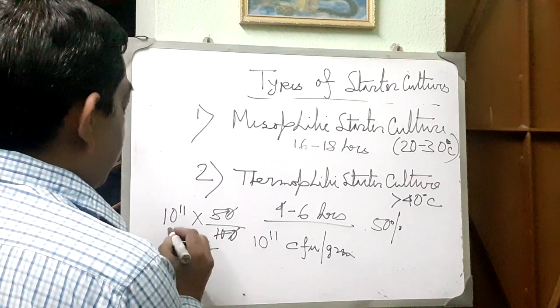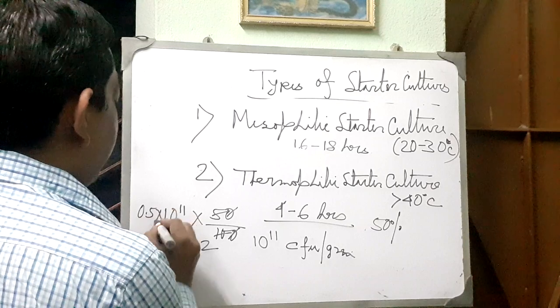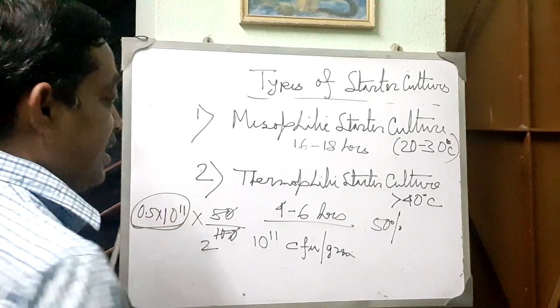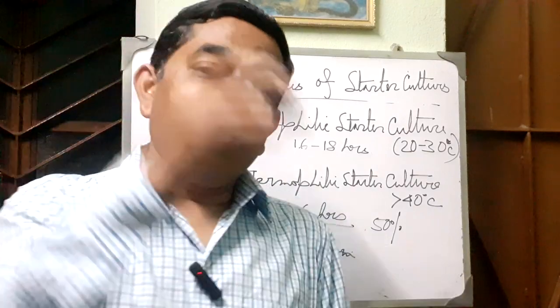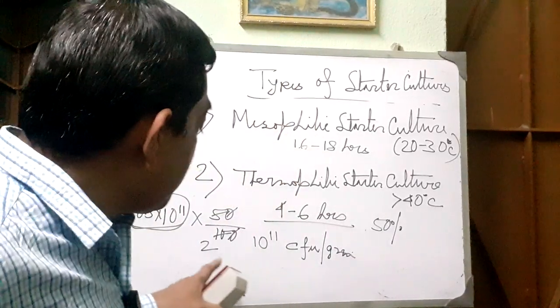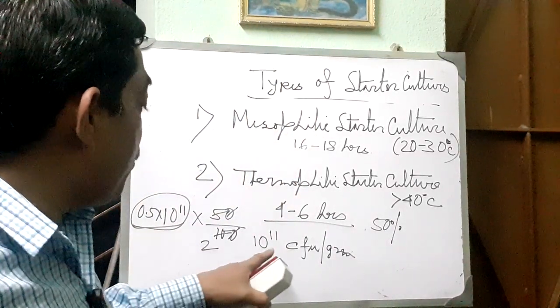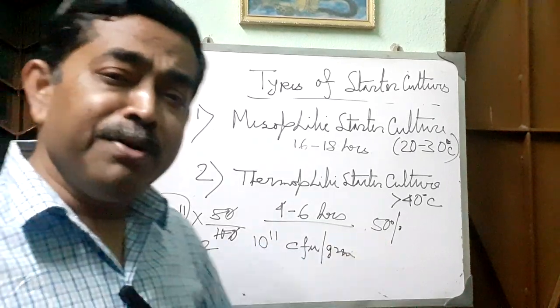Only 0.5 into 10 to the power 11. It is also high. In the traditional method of starter culture production, from stock culture, mother culture, working culture, and ultimately bulk culture, we will get a maximum of 10 to the power 7. But the advantage of this DVS culture is that we are getting at least 10 to the power 11 CFU per gram with a viability of 50%. We are also getting a high count here.